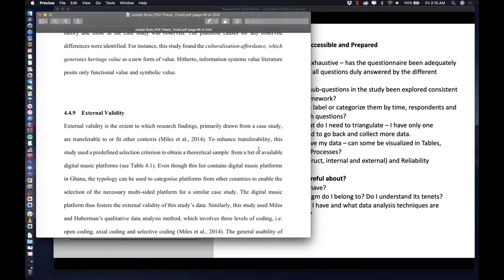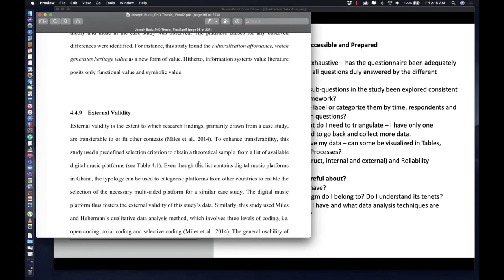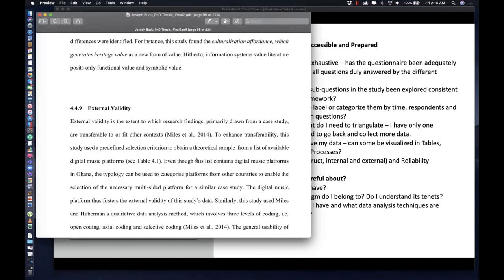To enhance transferability, this study used a predefined selection criteria to obtain the theoretical sample from a list of available digital music platforms. Even though this list contains digital music platforms in Ghana, the typology can be used to categorize platforms from other countries. See what Jason is talking about. That categorization of the different types of digital platform owners is even a contribution. He has been able to categorize them when the categorization did not exist earlier.